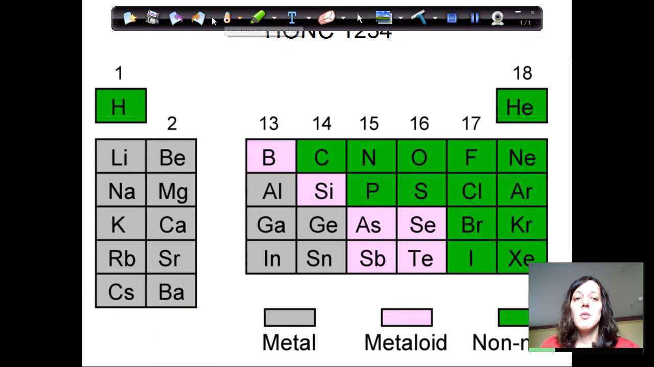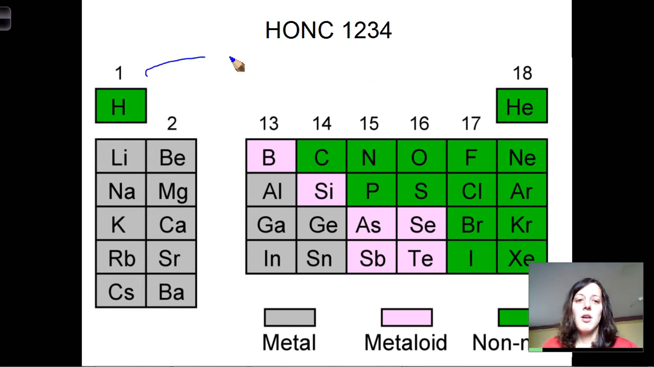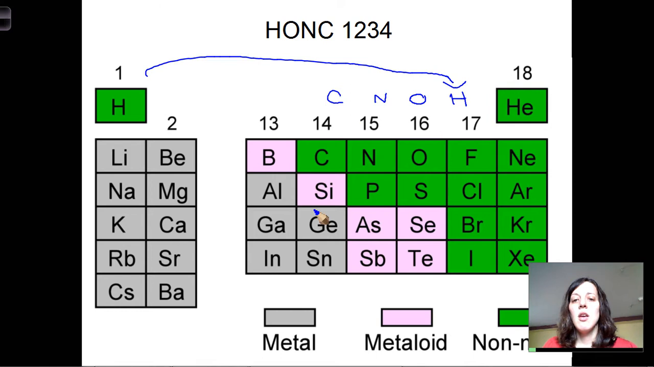Alright, so the HONC 1, 2, 3, 4 rule, what that means is if we bring a hydrogen over here, everything in column 17 is going to form 1 bond. Everything in column 16, where oxygen is, will form 2. Column 15 is going to form 3, and column 14 is going to form 4. So we're essentially going to write HONC backwards. And it gives you a good idea of how many bonds these atoms need to be stable.